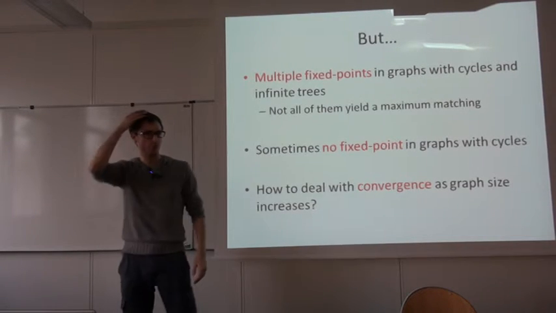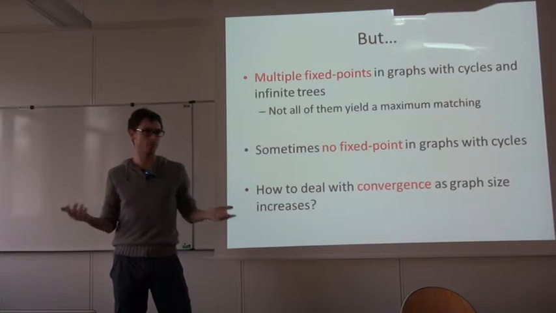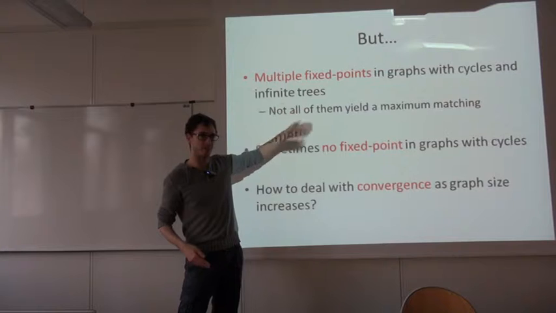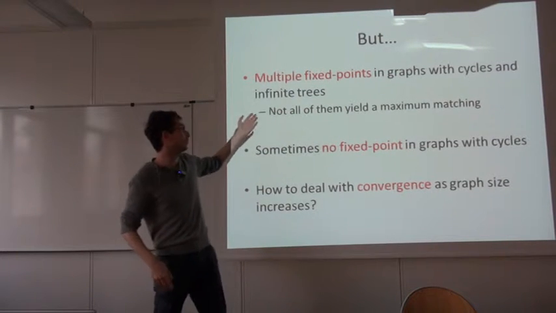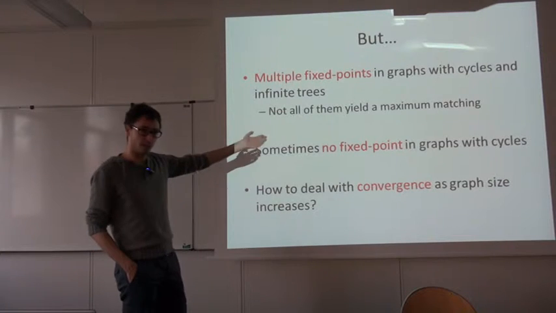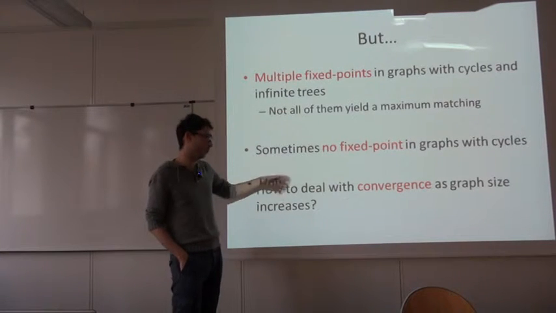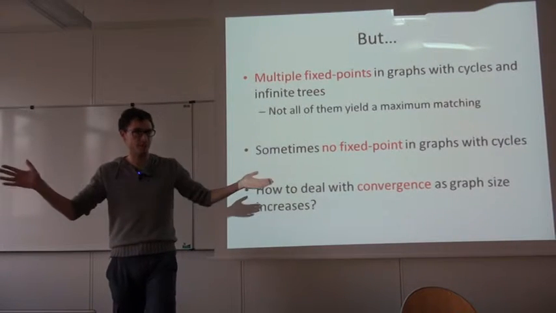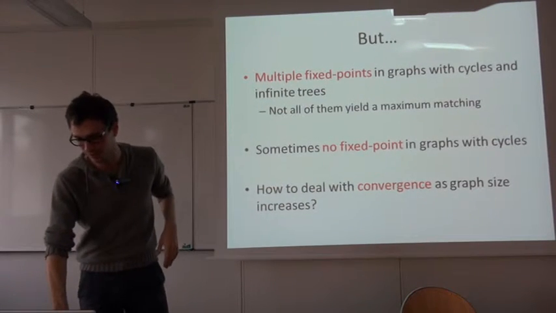But it's still not over, because there might be multiple fixed points to this algorithm in graph cycles or in infinite trees, and we need to identify which one is the correct one. Sometimes there are even no fixed points. And furthermore, we need to deal with convergence of this algorithm as the size of the graph increases.